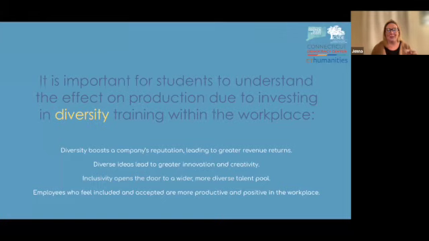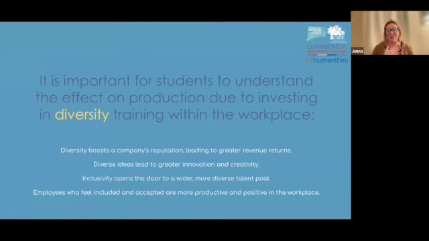So we want to look at diversity specifically because we're not always having those discussions as to how it is increasing profit, right? So just some pointers that would be really helpful to point out to your class: diversity does boost a company's reputation, leading to greater revenue returns. Diverse ideas lead to greater innovation and creativity. Inclusivity opens the door to a wider, more diverse talent pool. And employees who feel included and accepted are more productive and positive in the workplace.